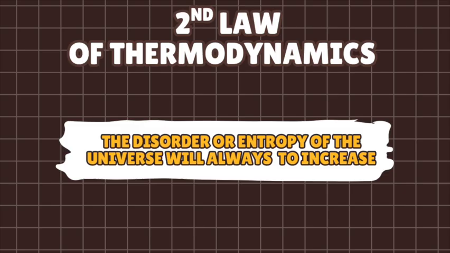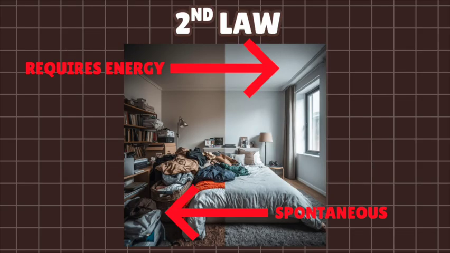The second law of thermodynamics states that the disorder, or entropy, of the universe tends to increase. So basically, spontaneous reactions tend to increase the disorder of the universe. But what is entropy? Well, entropy is just a measure of disorder, randomness, or energy dispersal within a thermodynamic system.